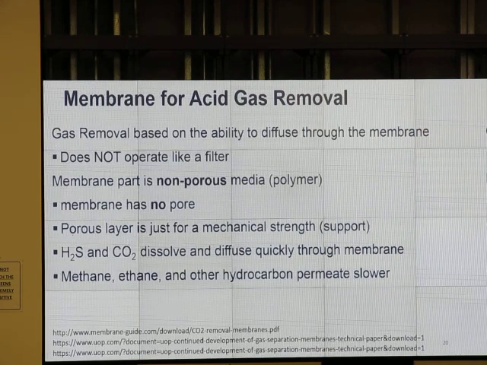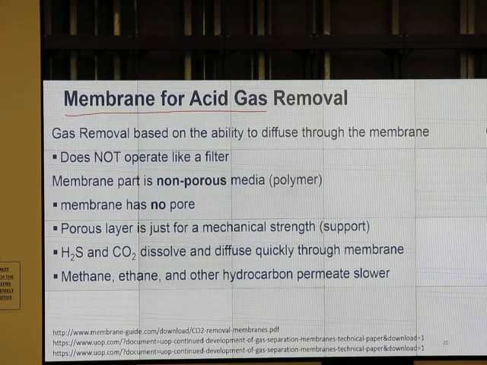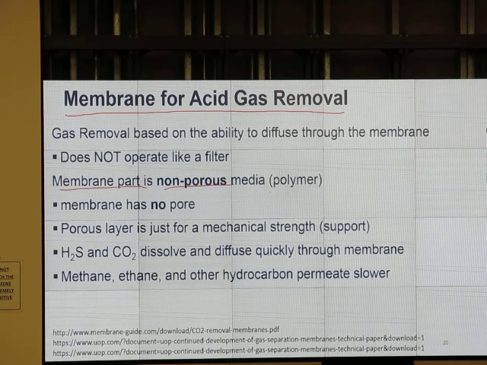Next one is membrane. Okay. Before you go, let's talk about membrane a little bit more. Membrane doesn't work like a filter. Membrane doesn't have holes, no pores. Okay, the membrane part is a non-porous medium. It's a polymer. Membrane has no pore.